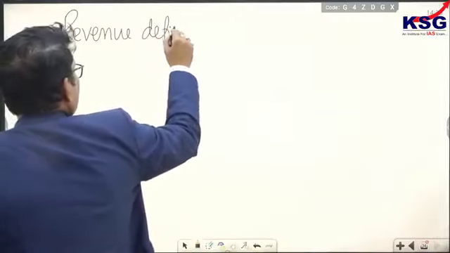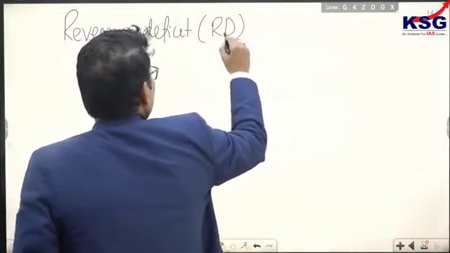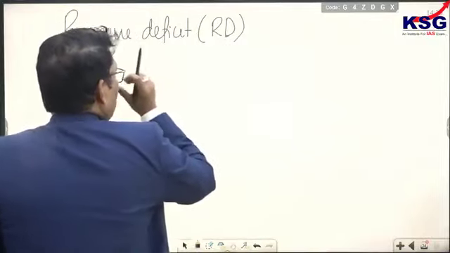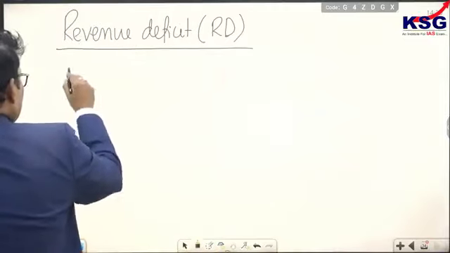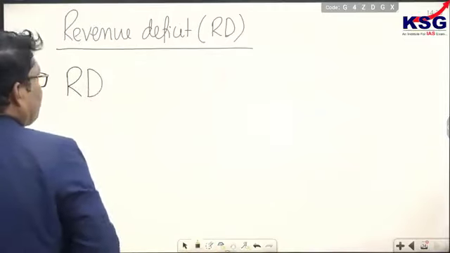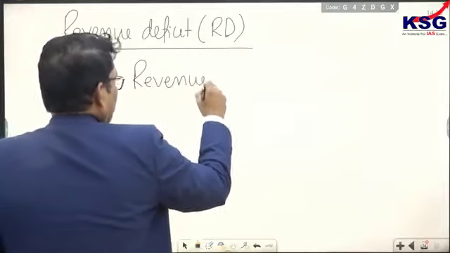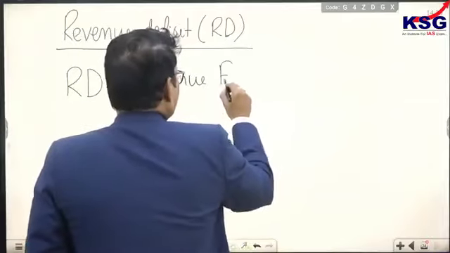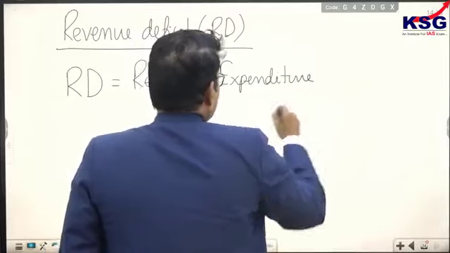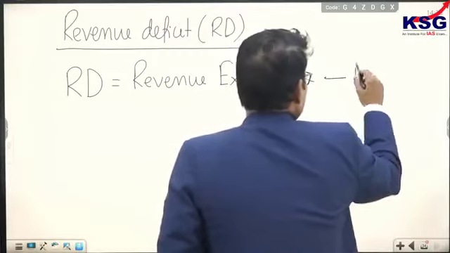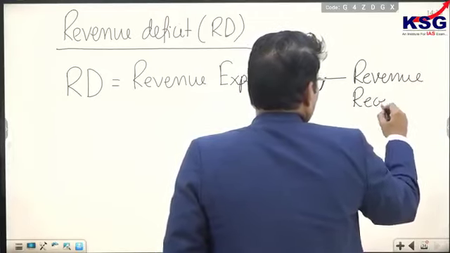Now next is your revenue deficit. Revenue deficit, that is RD. Clear? RD is equal to revenue expenditure minus revenue receipts.